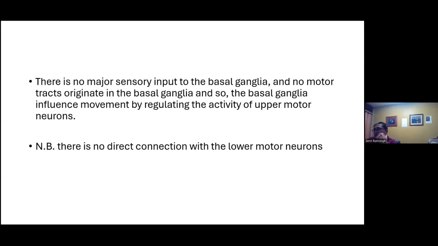So one point to note is that there are no major sensory inputs to the basal ganglia, and no motor tracts originate in the basal ganglia. So it influences movement by the regulation of the activity of the upper motor neurons. And the key word here is regulation, because regulation is relative, meaning that you could have disinhibition or you could have inhibition. It's all relative in terms of the type of input received by the type of neuron, which we'll see, dependent on the pathway.